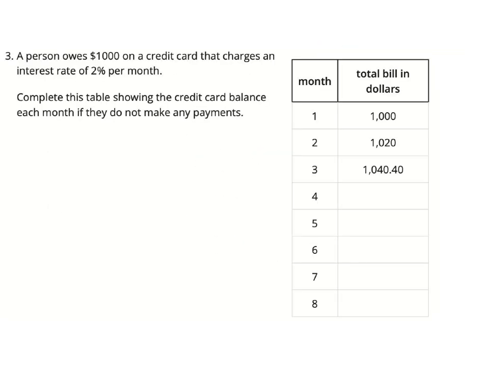Okay, I didn't get a chance to do this one in class. A person owes $1,000 on a credit card that charges an interest rate of 2% per month. Complete the table showing the credit card balance each month if they do not make any payments. This question is a little early for this lesson. We will see this again in Unit 4, but I'll give you the answer in case you're curious.